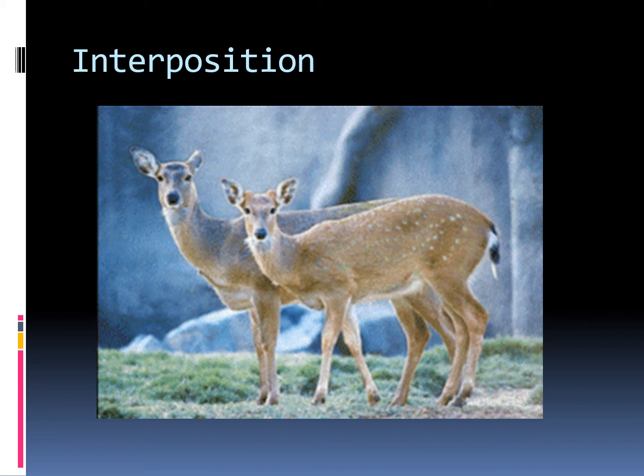Right here, right? So who's in front? Bambi A or Bambi B? Hopefully you said Bambi A, right? Because it's blocking Bambi B, so we know Bambi A must be in front.